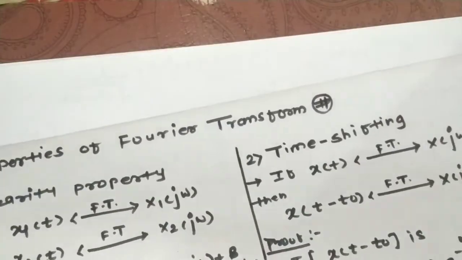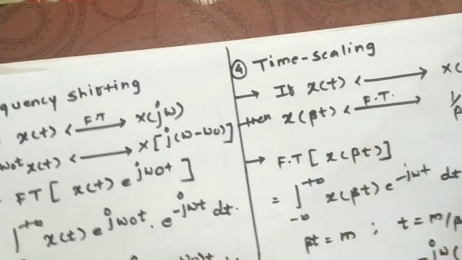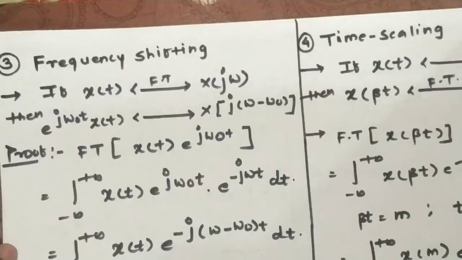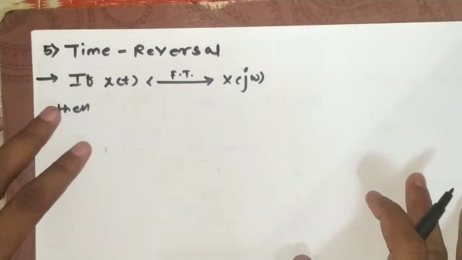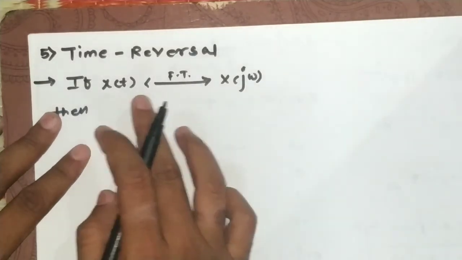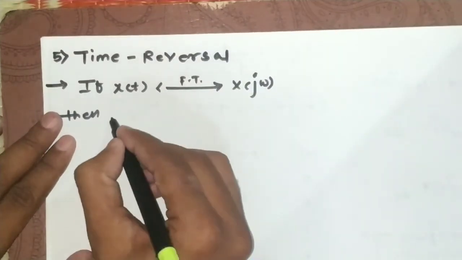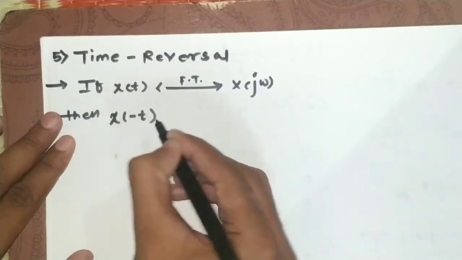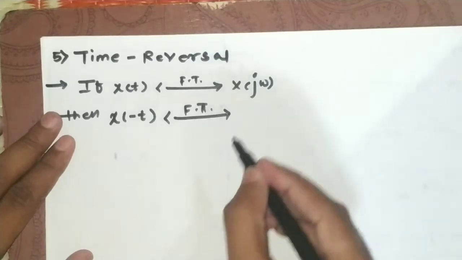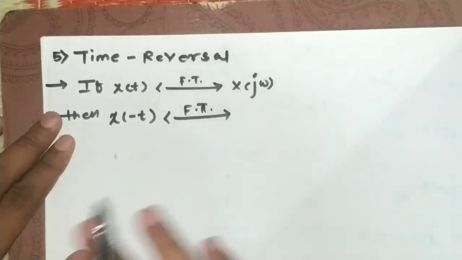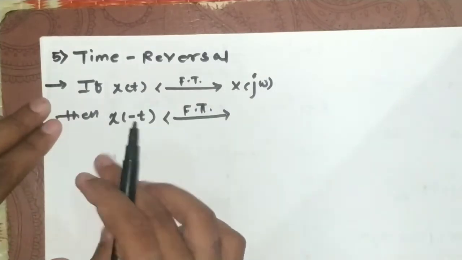So we have seen 4 properties: linearity, time shifting, frequency shifting and time scaling property. We'll see one more property, that is time reversal. The first statement will remain as it is. Now we have to reverse this input signal, that means instead of x of t, now it will be x of minus t, and we have to find its Fourier transform. Now let us consider that we don't know what will be the output term, but we know the input term, so let us find it.